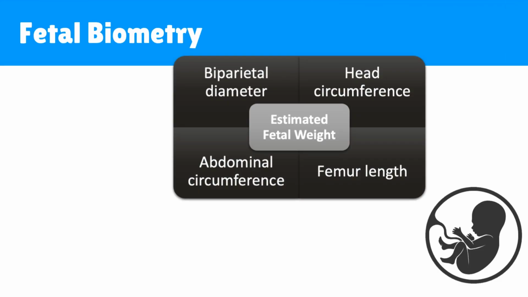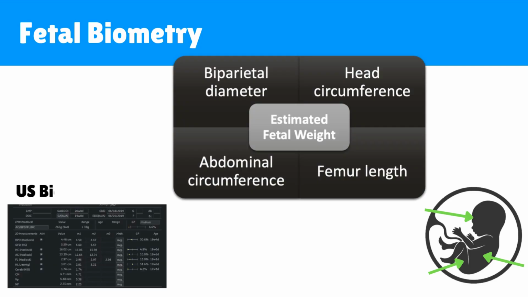These measurements are obtained by finding very specific views of the fetal head, abdomen, and lower extremity in order to complete a mathematical formula called Hadlock's to calculate an estimated fetal weight. Most ultrasound machines will do these calculations for you and generate a report.